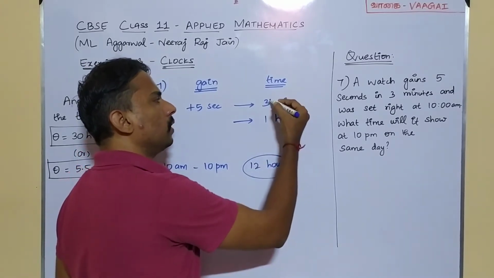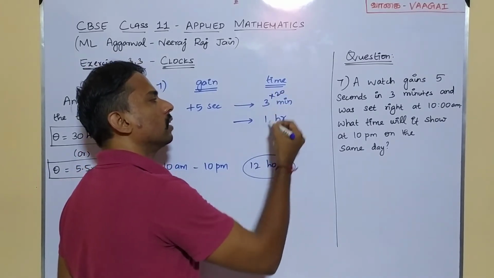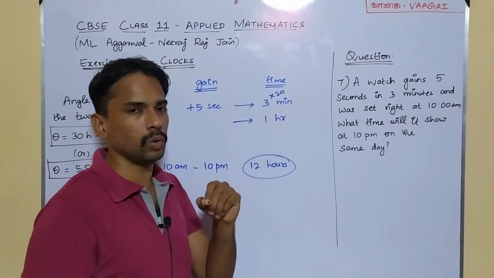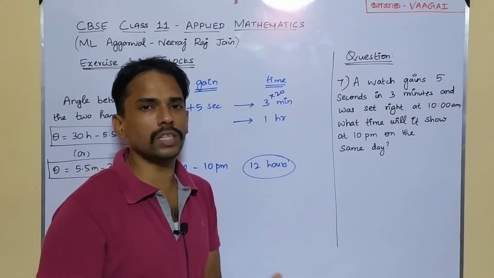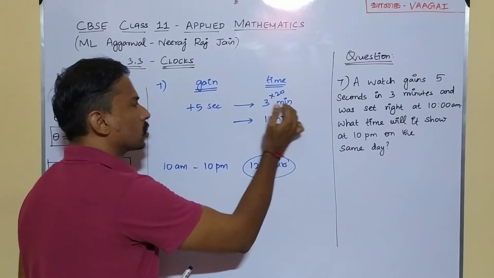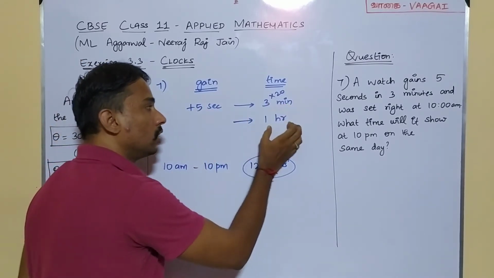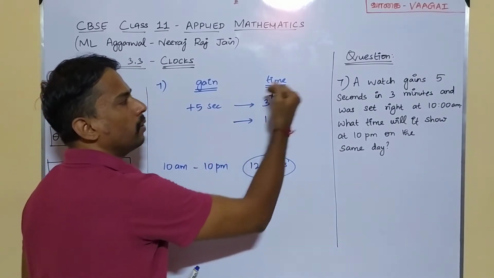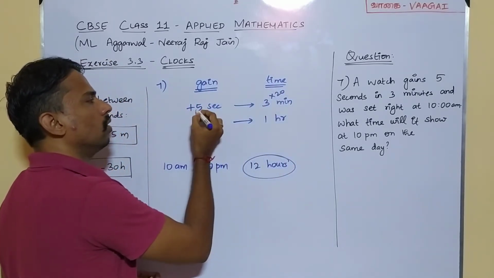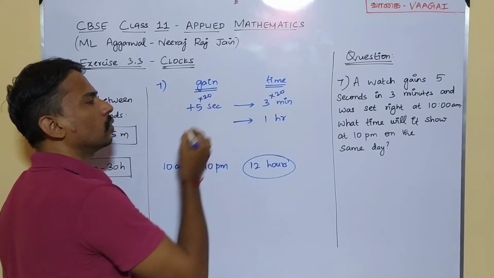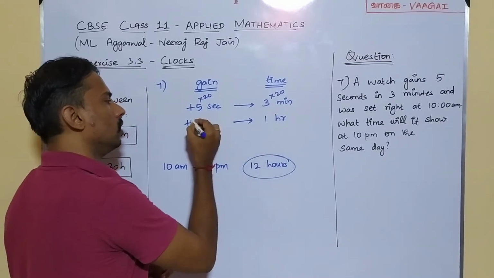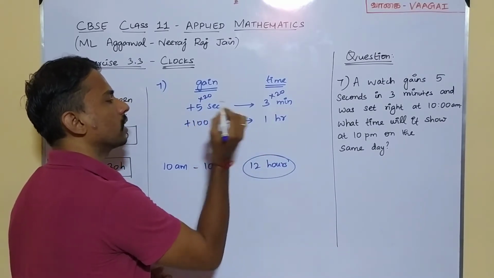So I can simply multiply 3 into 20 and I will get 60 minutes, which is 1 hour. So 3 minutes into 20 gives 60 minutes. In 3 minutes it gains 5 seconds, then in 1 hour how much will it gain? The same relation we have to apply here also. So 5 into 20 I should do. 5 into 20 is 100, right? So in 1 hour duration, the clock will be gaining 100 seconds.